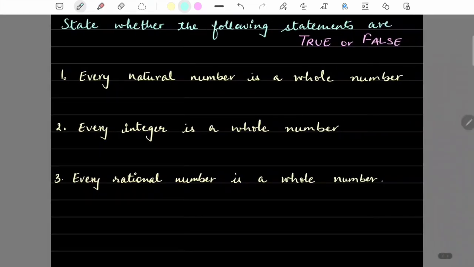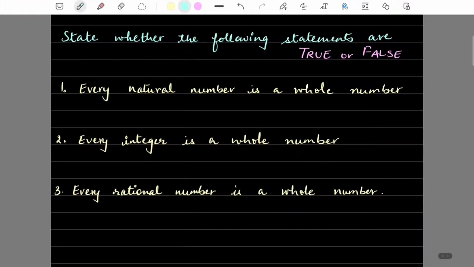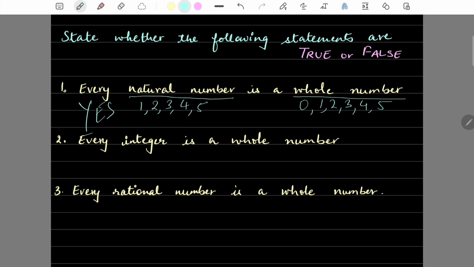Right. This is the last slide. Here, state whether the following statements are true or false. Every natural number is a whole number. Natural numbers start from 1, 2, 3, 4, 5. Whole numbers are 0, 1, 2, 3, 4, 5. Right? So yes, because each of these numbers is in here. So yes, every natural number is a whole number.